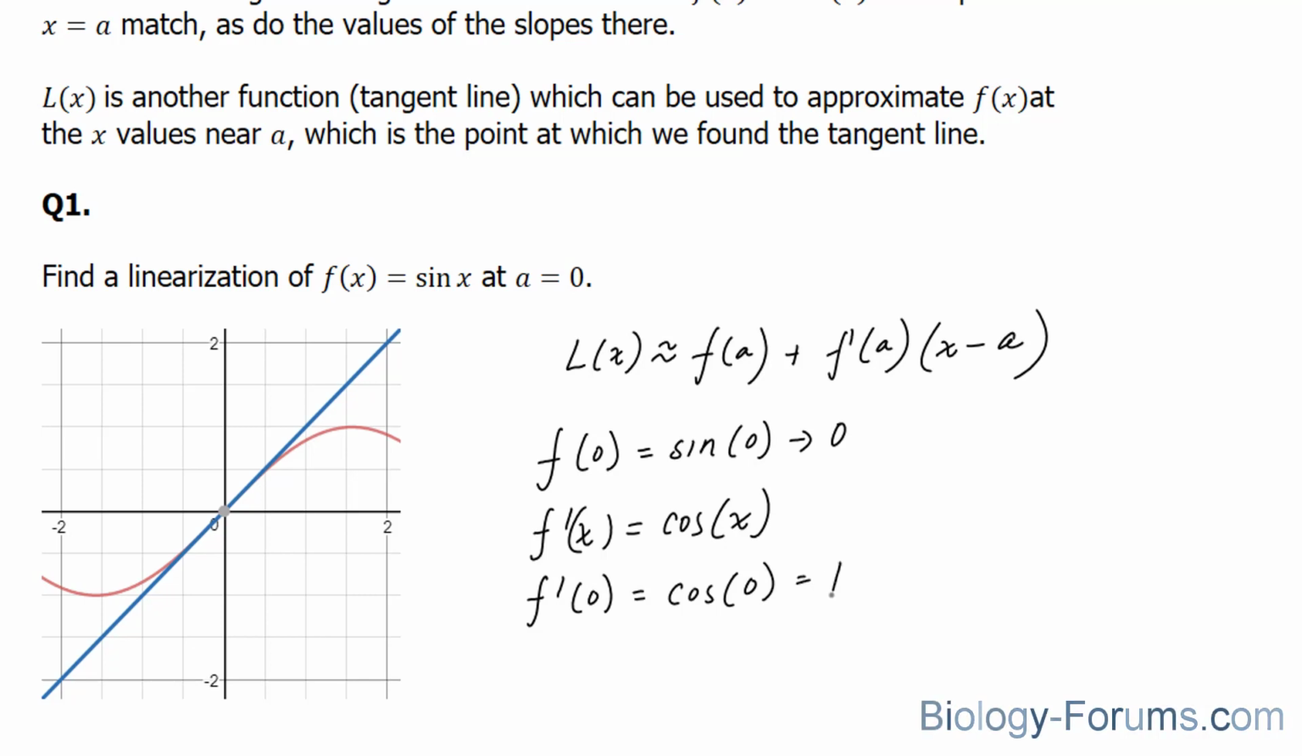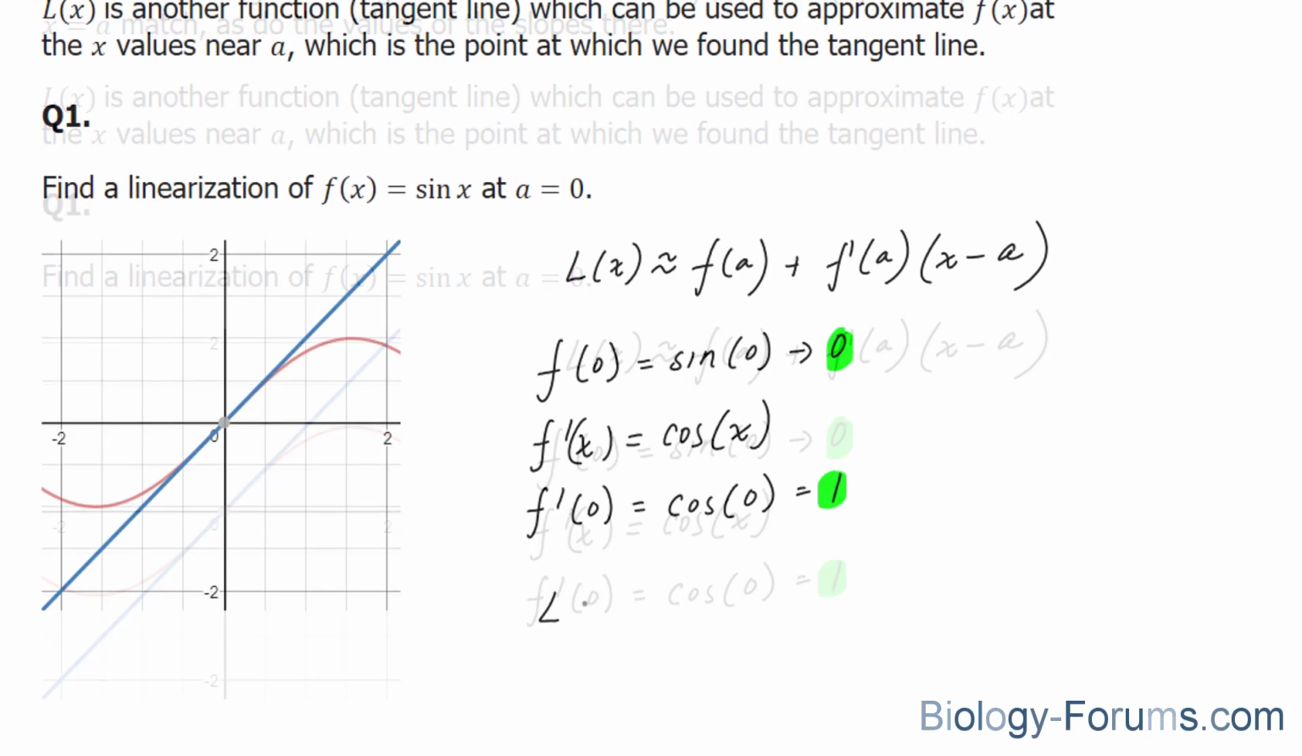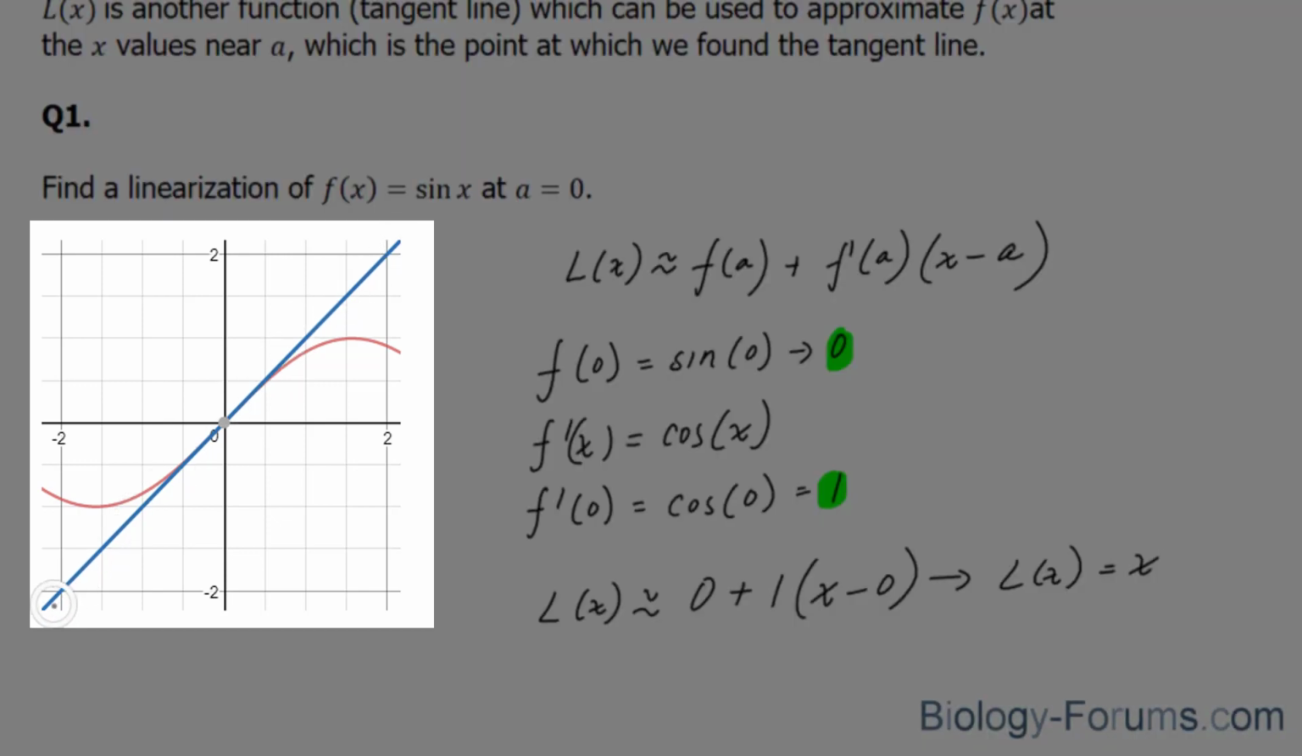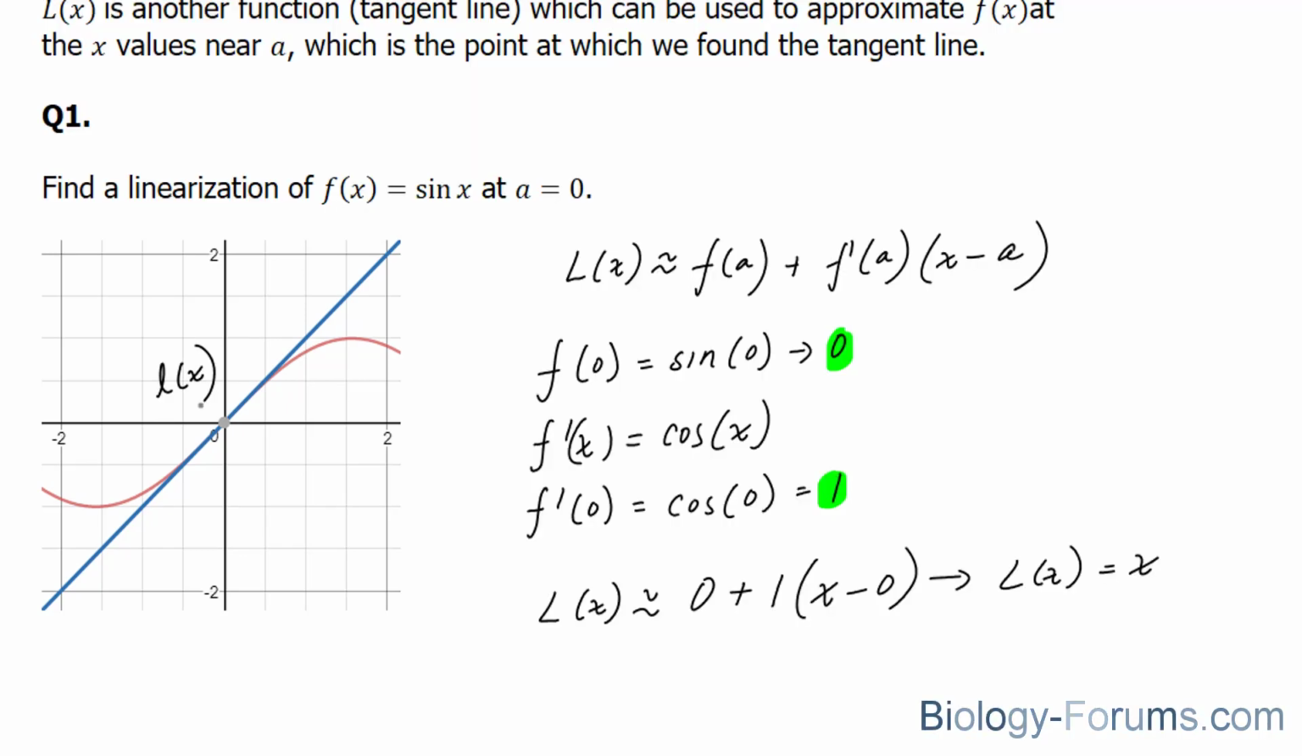The last step is to substitute a into our formula along with our findings. I'll highlight this, and I'll highlight this for clarity's sake. L at x is approximately equal to 0 plus 1 times x minus 0. And if you simplify that, you end up with L of x is equal to x. And that is our tangent line. Our tangent line, represented by blue, is L of x. Let's proceed on to question number 2.